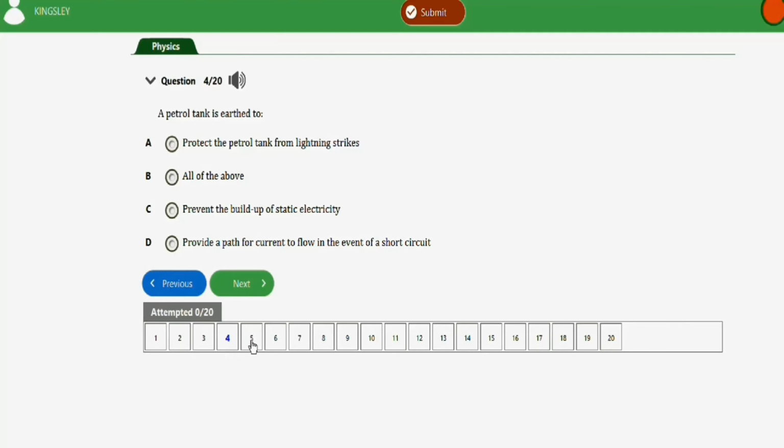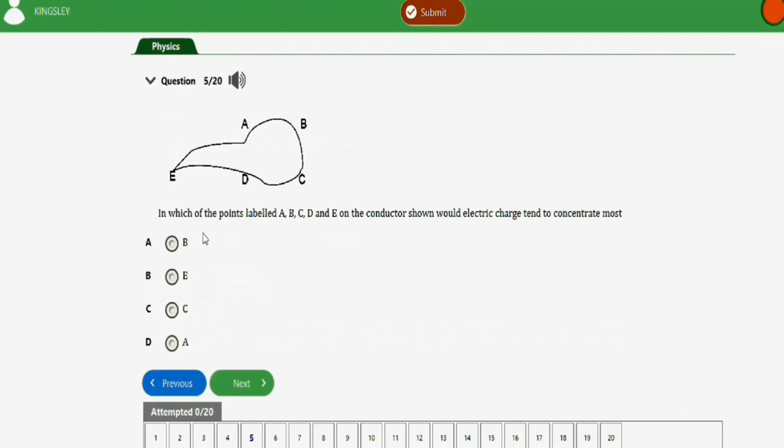The next question will be this one. It says, in which of the points labeled A, B, C, D, and E on the conductor shown would electric charge tend to concentrate most? So from this diagram we have here, it will concentrate most at this place labeled E. So the right option is option B. Alright, so that's for this question. Take note of this particular question.